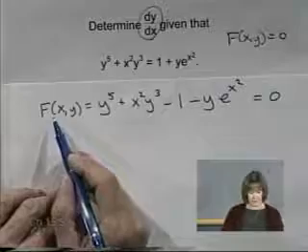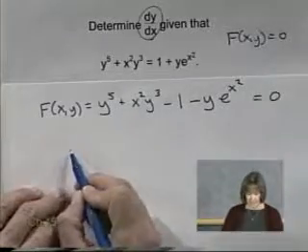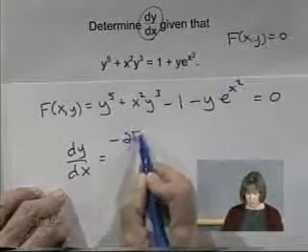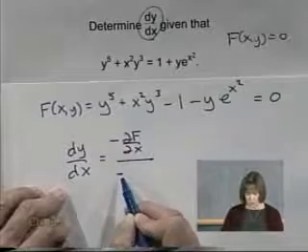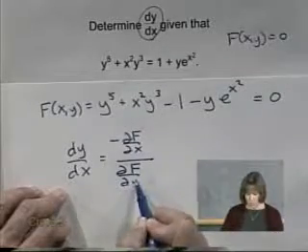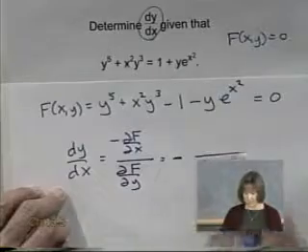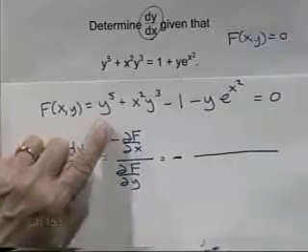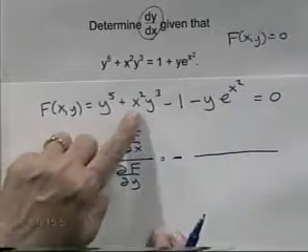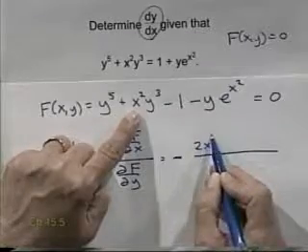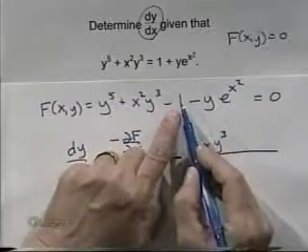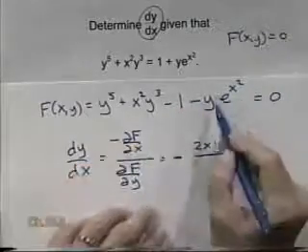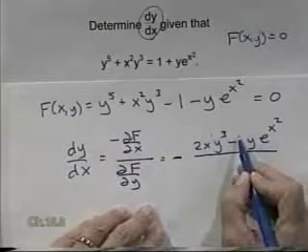So since I have F of x, y equal to 0, if I want dy/dx, that lovely formula that we derived says it equals minus the partial of F with respect to x over the partial of F with respect to y. And you can factor that minus and put it out front if you want. So if I look at this and ask, what's the derivative of that with respect to x? Well, we're holding y constant, so that's a 0. Derivative of that is going to be 2xy cubed. Derivative of 1 is 0, and derivative of minus y e to the x squared is going to be minus y. Derivative of e to the x squared is e to the x squared times 2x.